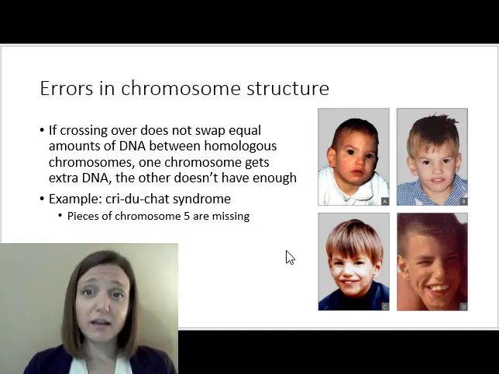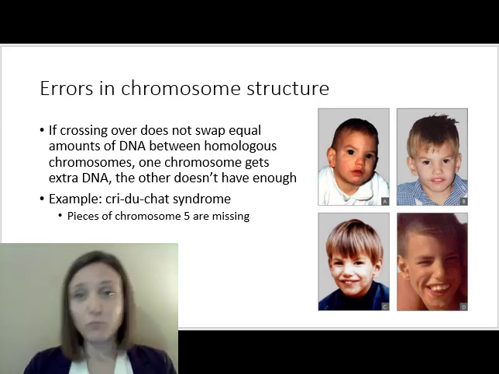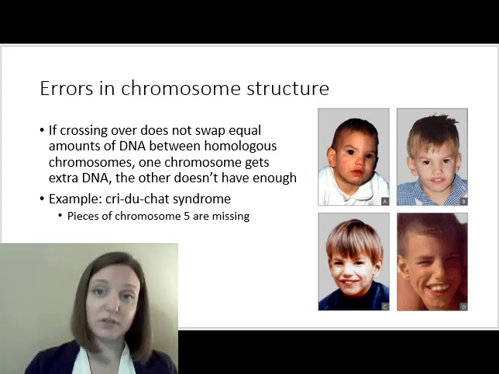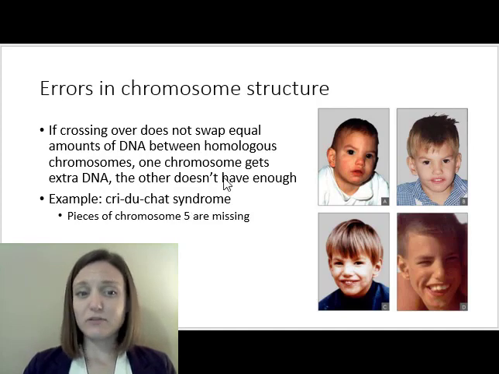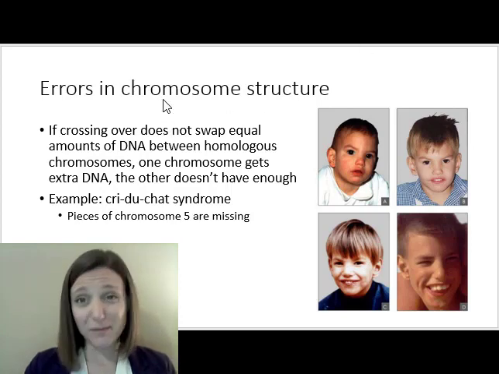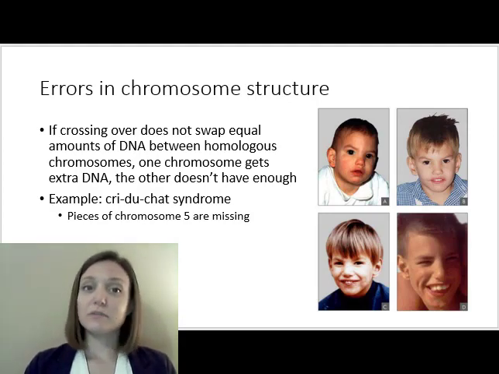The severity of Cri-du-Chat depends on how much of that chromosome is missing. The more of chromosome 5 is missing, the more severe the syndrome is going to present. This disease occurs in anywhere from 1 in 15,000 to maybe 1 in 50,000 live-born infants. All right, so this is what can happen when there is an error during meiosis and how some of these syndromes come about.